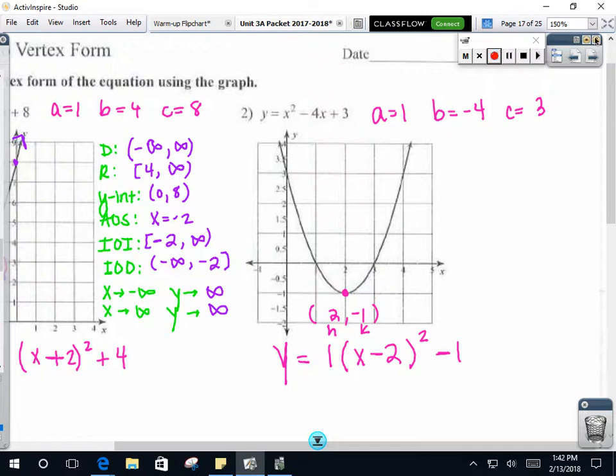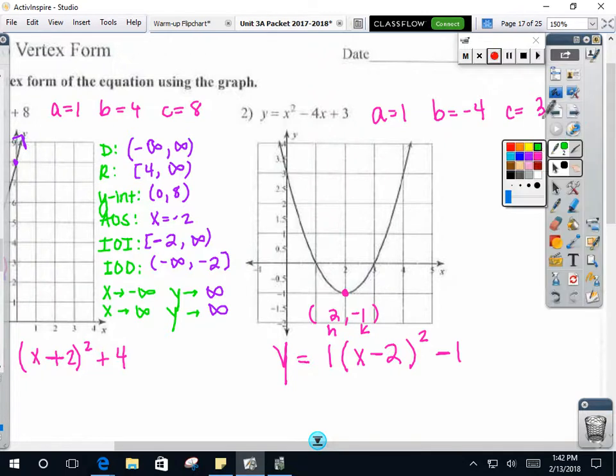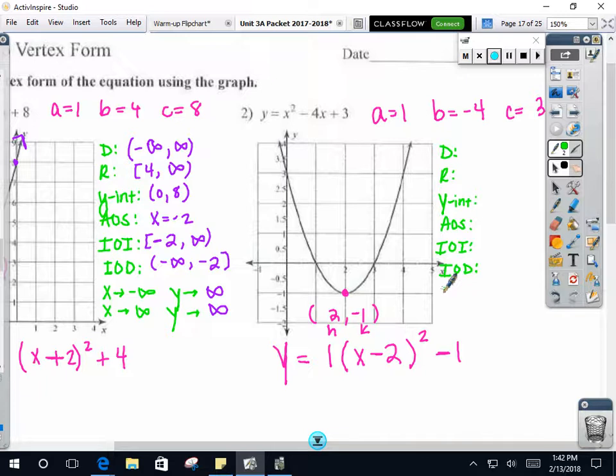Okay, now let's do all the characteristics. Domain, range, y-intercept, axis of symmetry, interval of increase, interval of decrease, and then end behavior.